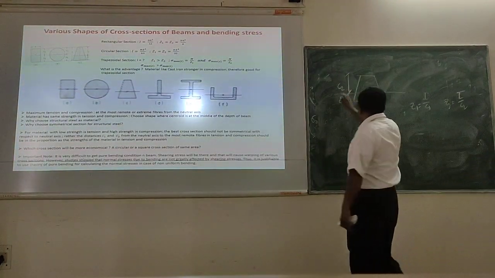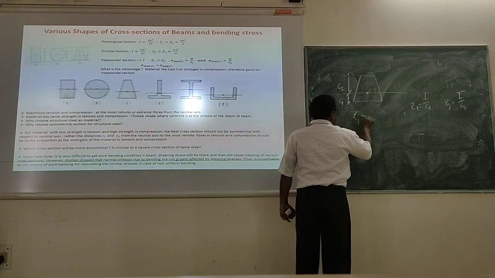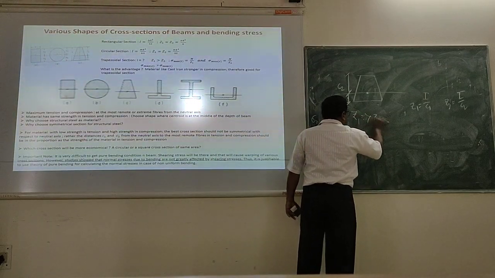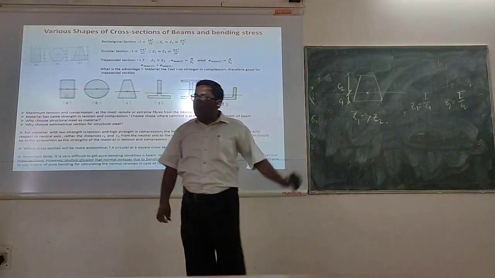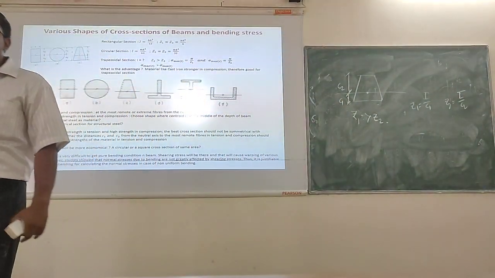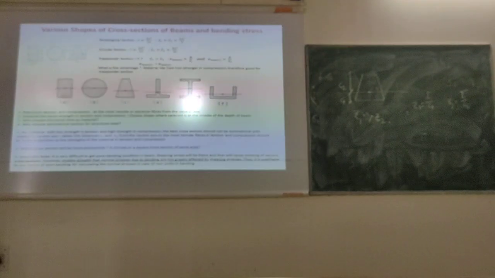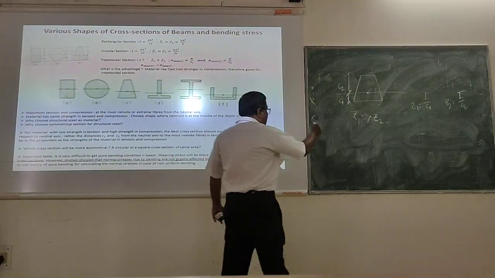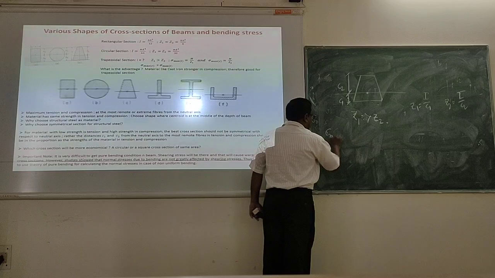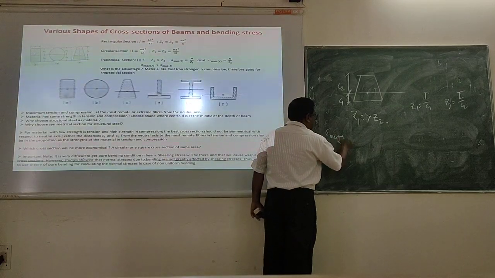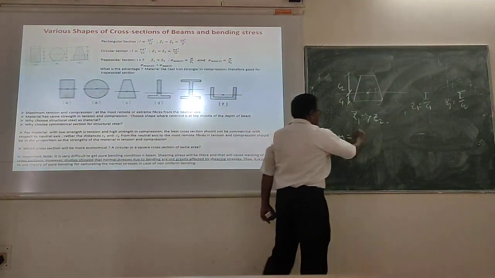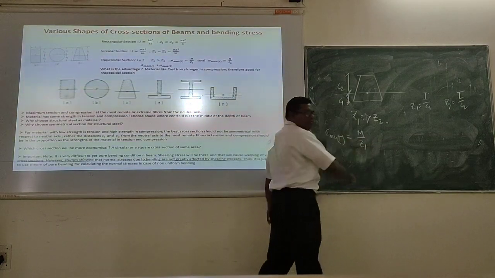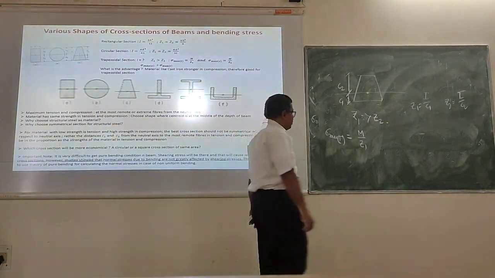So you see, in this kind of section, your Z1 will be greater than Z2. What does it mean? It means that if you go back to the sigma max formula, sigma max tension is what? M by Z1. Correct?